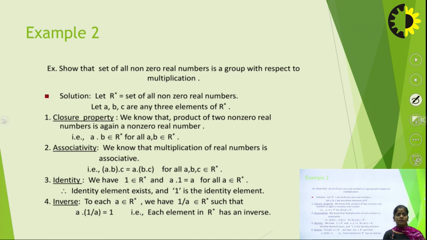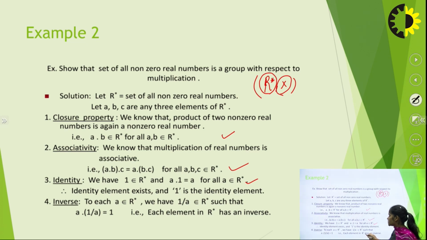Now take another example. Here we take the set of non-zero real numbers as a group with respect to multiplication. Set of non-zero real numbers we take with multiplication, and we represent it with a star sign, right? So it follows closure because it is a real number set. Multiplication is always associative in nature. Then identity, 1 is the identity in case of multiplication, which is real in nature, so it is also true.